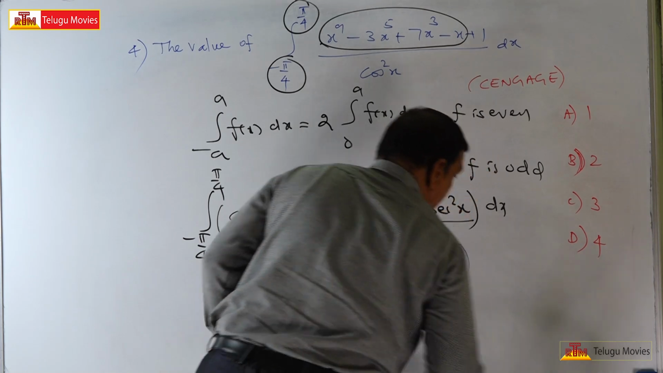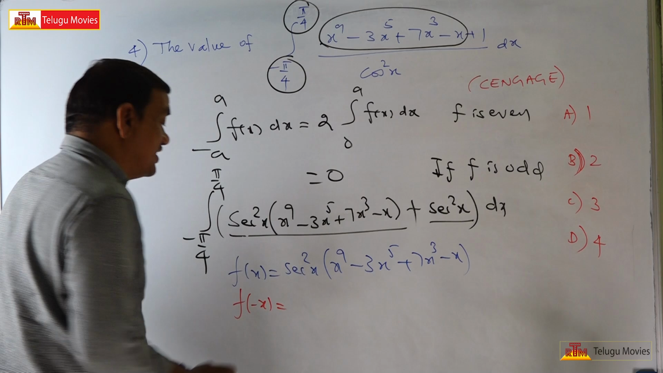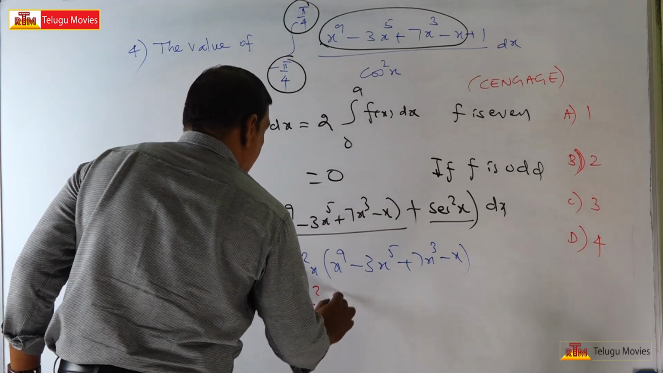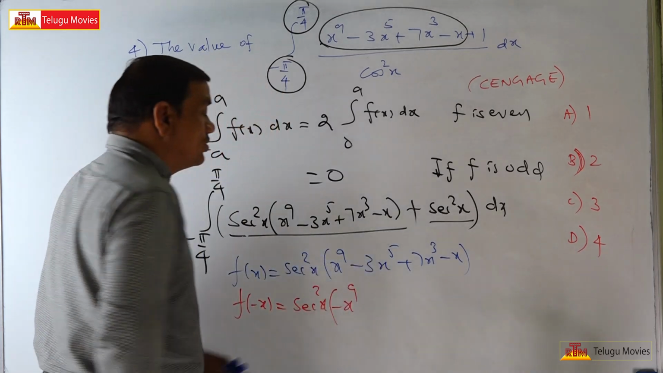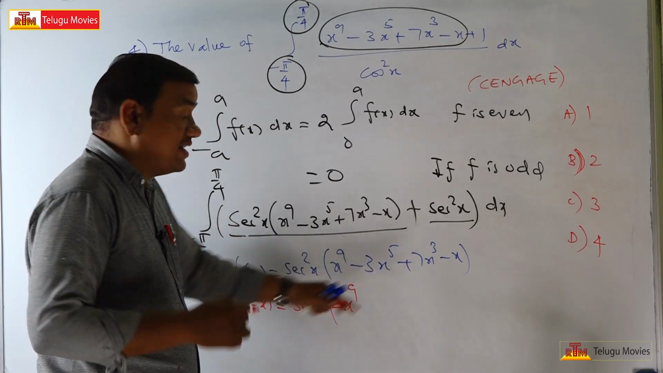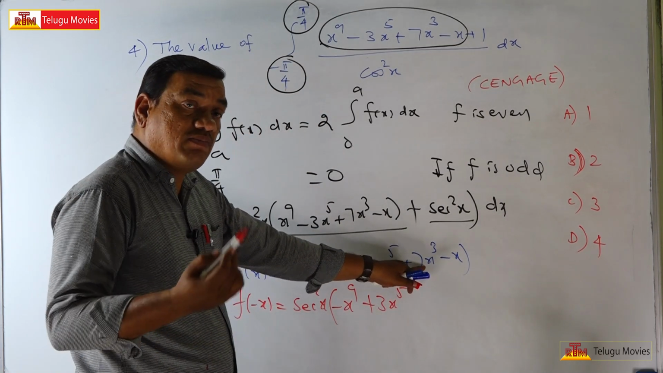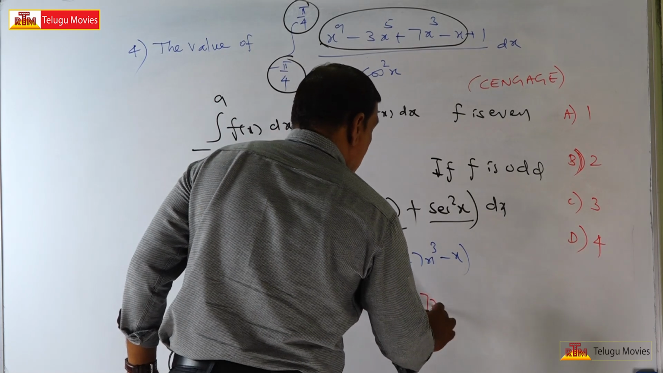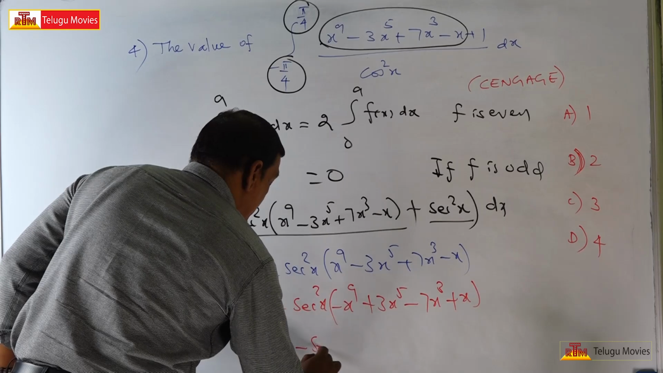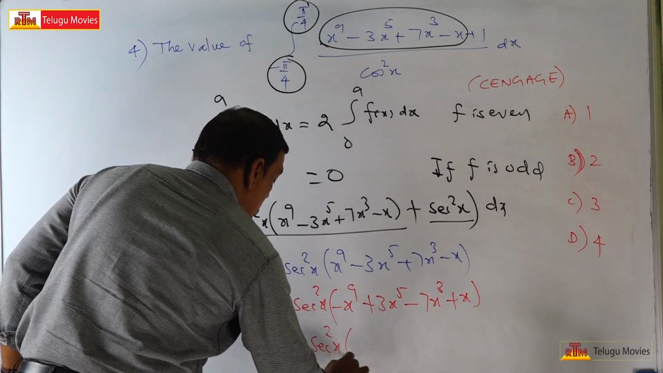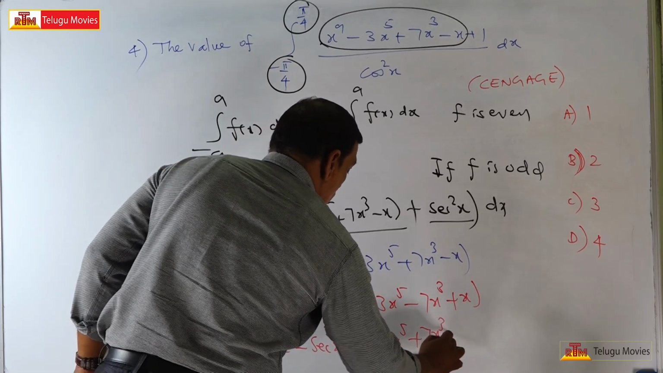So for checking whether it is an even function or not, we know that f of minus x is equal to, this secant square x will be as it is, so this will be minus x power 9. Here minus x whole power 5 means minus will come, plus 3x power 5. x cube means minus x, still minus will come, minus 7x cube, minus of minus x plus x again. So this is minus secant square x.